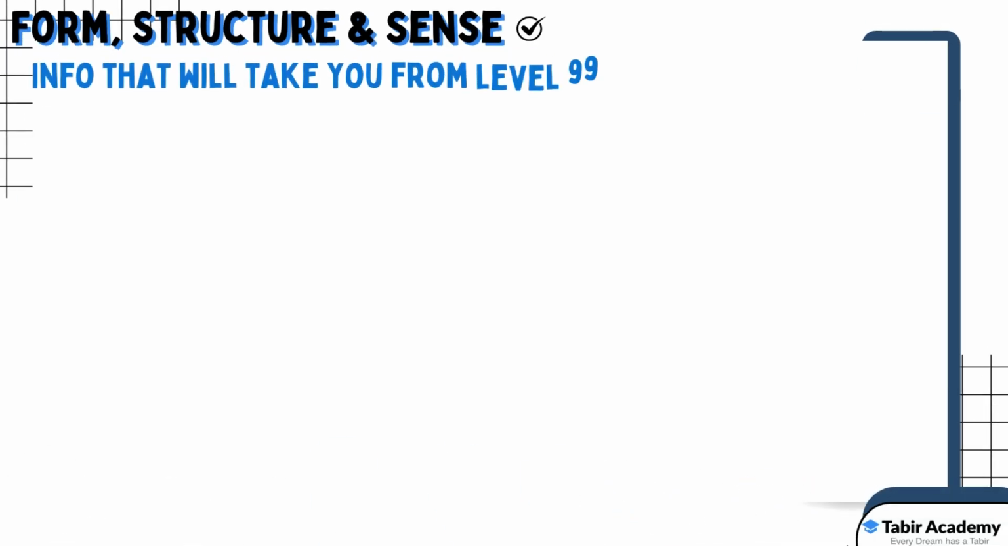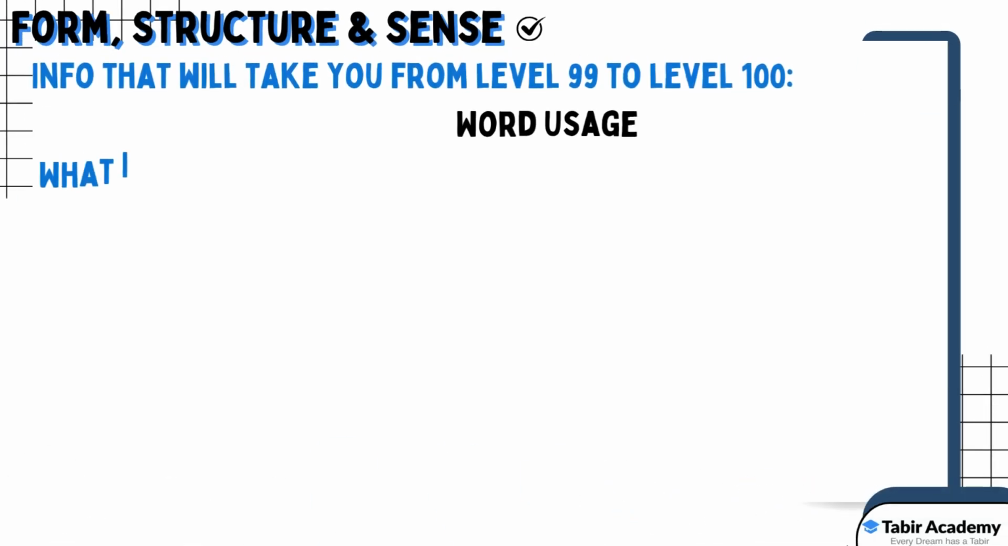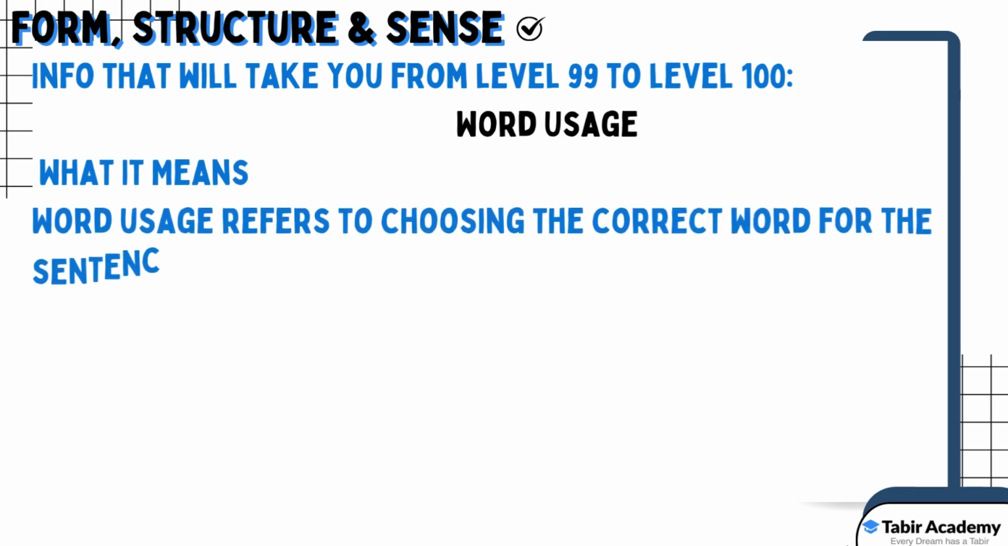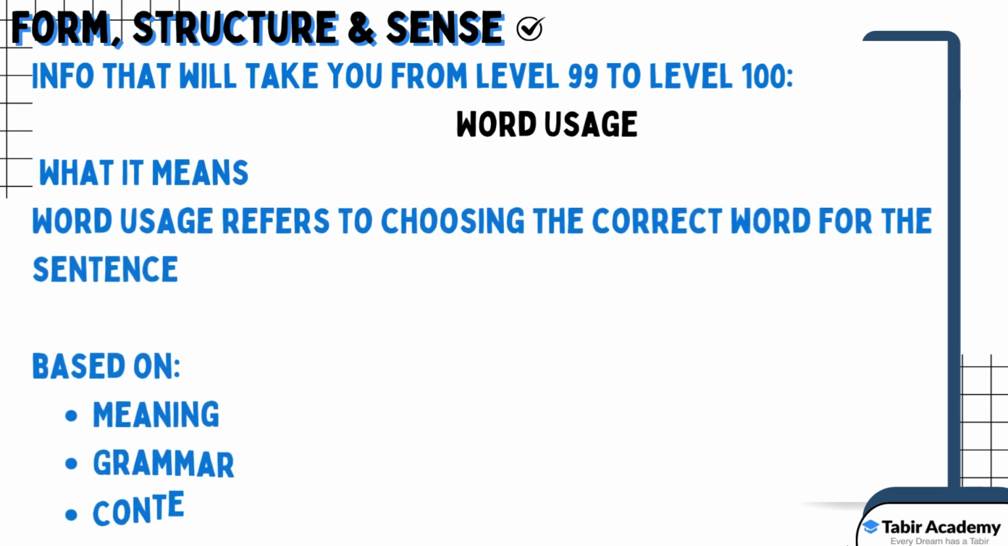Information that will take you from level 99 to level 100. Word usage. इसका मतलब क्या है? Word usage refers to using the correct word for the sentence based on meaning, grammar, and context.